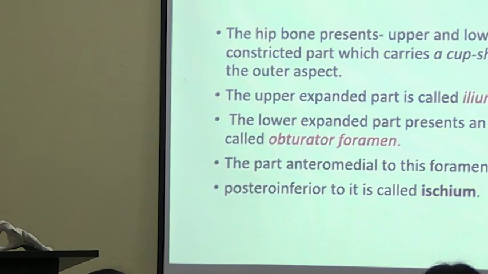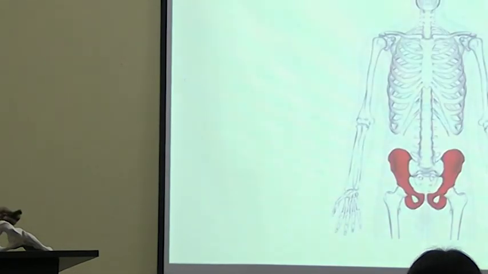You can see here the upper expanded part is called the ilium part. Here you can see a hollow cup-like structure is present. This is called acetabulum. And here another foramen is present. This is called obturator foramen. And first we discuss the anatomical position.